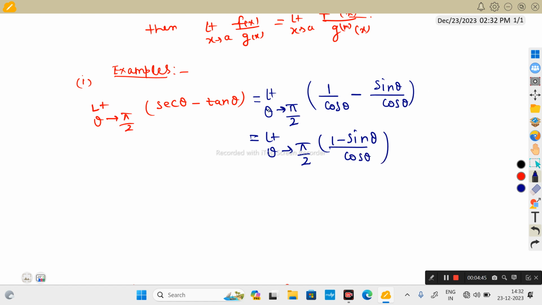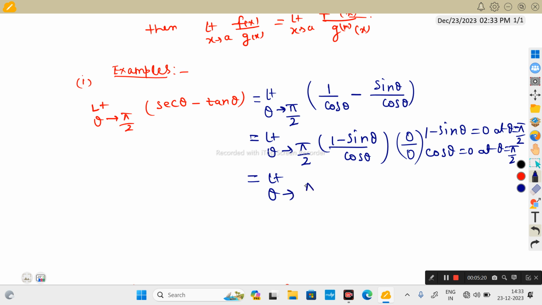Since we know that sec theta is the reciprocal of cos theta and tan theta equals sin theta upon cos theta, we have used simple trigonometric formulas. Now 1 minus sin theta equals 0 at theta equals pi by 2, since sin pi by 2 equals 1 and 1 minus 1 equals 0, and cos theta equals 0 at theta equals pi by 2. So this is the 0 by 0 form, and we use L'Hopital rule.